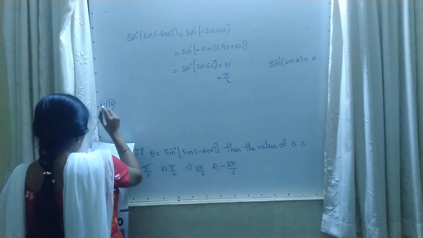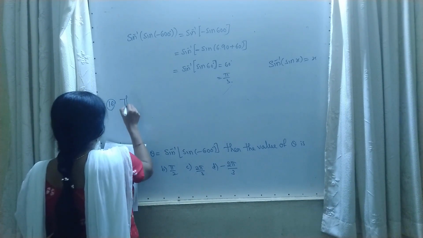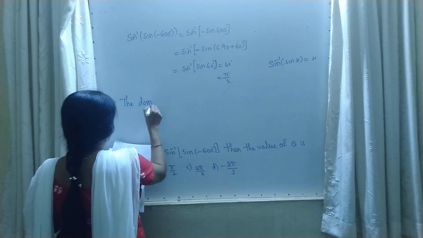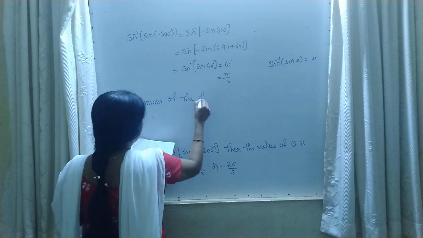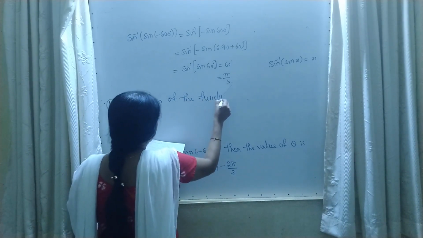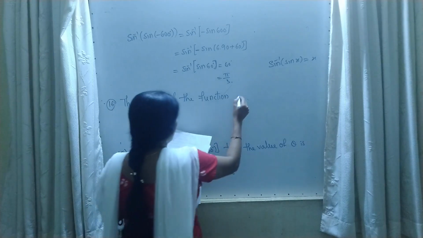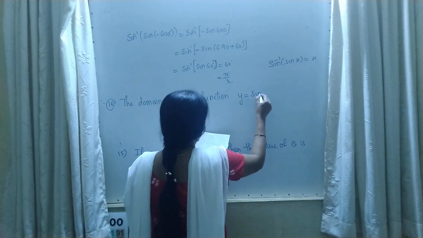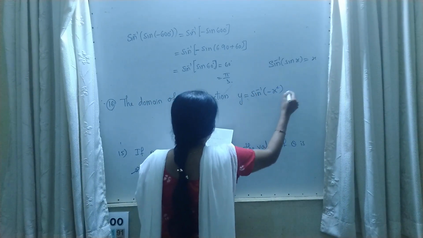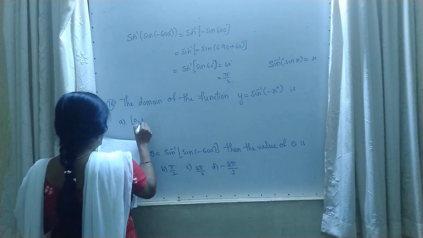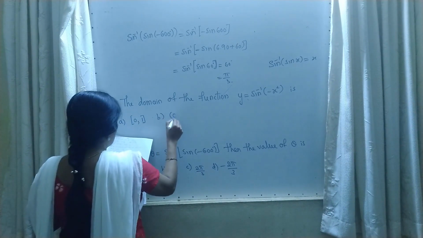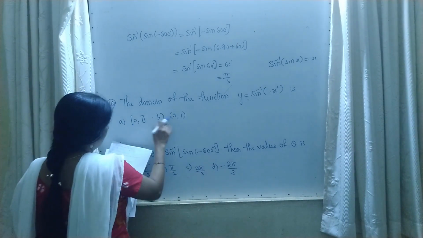Next question. The domain of the function y is equal to sin inverse of minus x square is: 0, 1. See, this is a closed bracket, this is an open bracket.